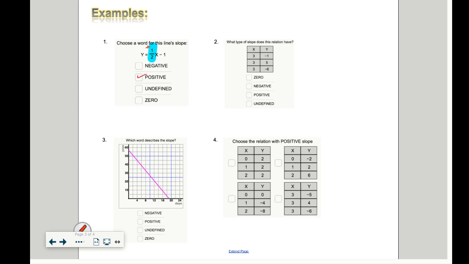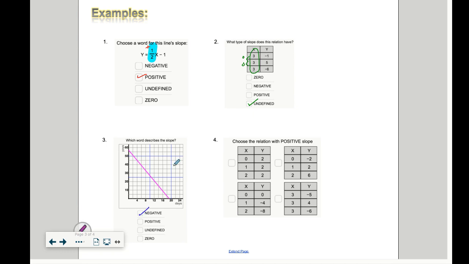Example number 2 gives you a table. What type of slope does this relation have? So if we look, these are all going up. They're the same. Since they're the same, that's a vertical line, which means that it is an undefined slope. Example 3, it says which word describes this slope? It's a graph. And so since it is dropping from left to right, that is a negative slope.